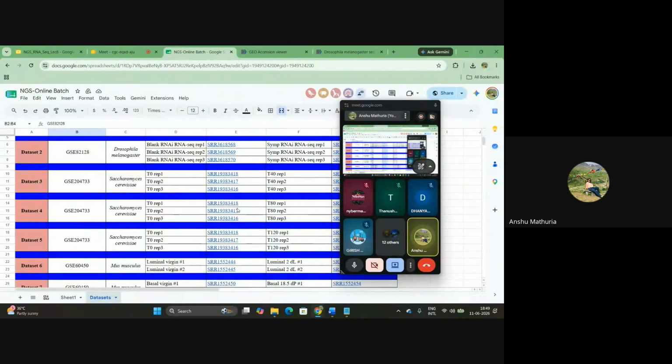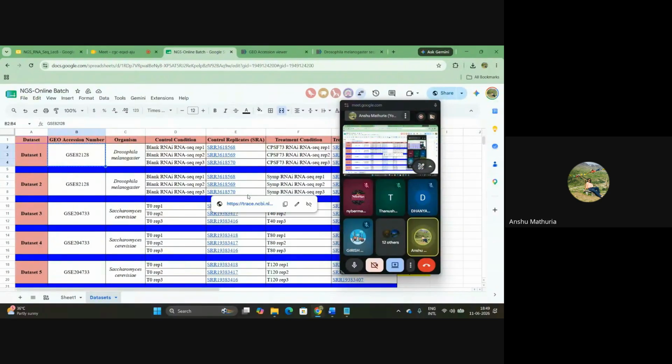You can download the data sets. These data sets might take some time to download because they're big in size. So you have to start downloading, and you have to download 6 data sets for each person. So you can start doing that after the session.